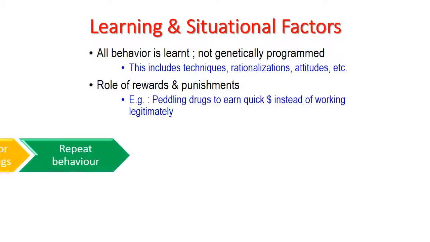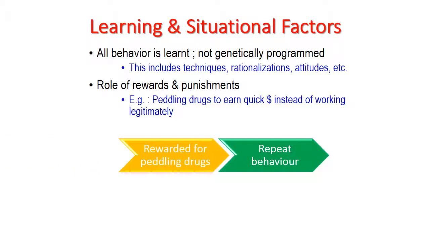Now, if this behavior of sitting in the coffee shop and selling the drugs is rewarded, in the sense that the person does get the big cash benefit and is not caught, he's likely to repeat the behavior. Somebody else who is watching his behavior is also likely to be encouraged to model and follow these behaviors because he sees that there is a lot of benefit in practicing them.